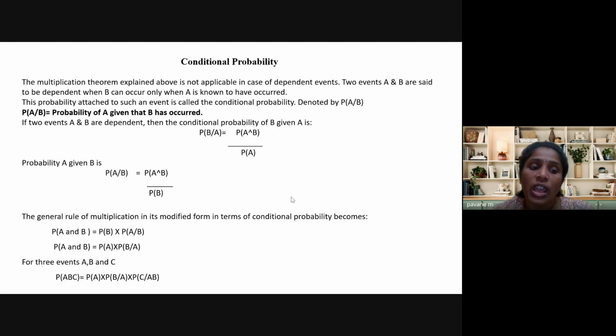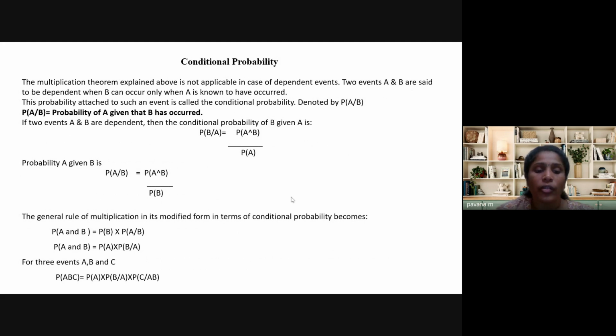And the probability of A given B means the probability of A when B has already happened. That is denoted with P of A by B, because in the denominator, whatever element is there, that particular element has already happened. So P of A by B is equal to P of A intersection B by P of B, because P of B has already occurred. That's why you are taking P of B.